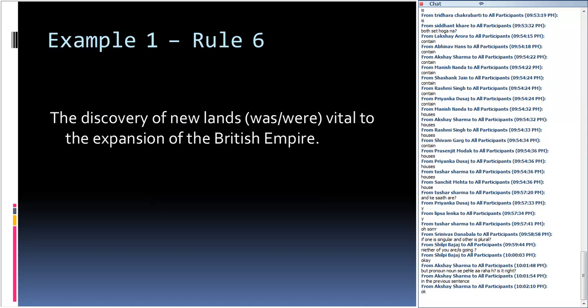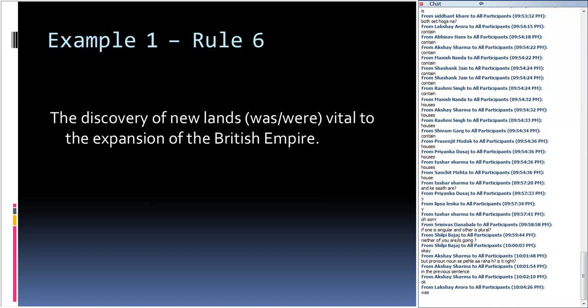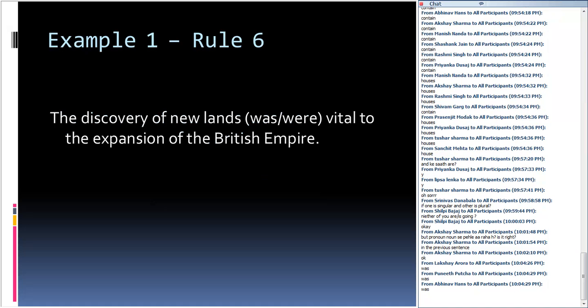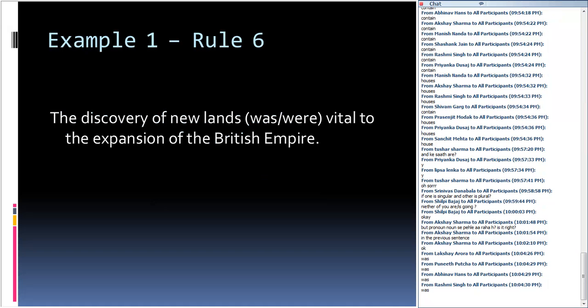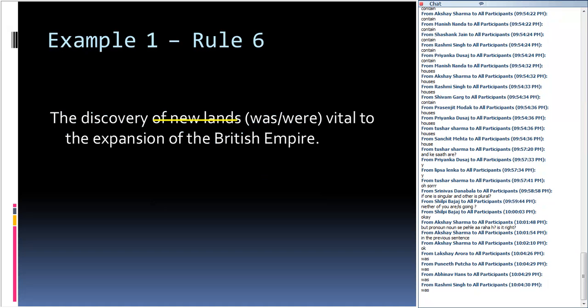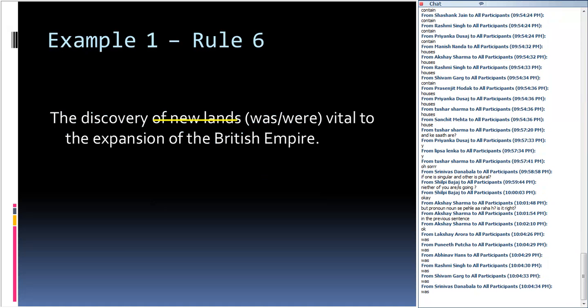See the example, number 1: the discovery of new lands was or were vital to the expansion of the British Empire. Yes, we are talking about the discovery of new lands. "Of new lands" is extra information. So that is why the answer should be "the discovery was". The subject is singular, so the verb that you require also is singular.